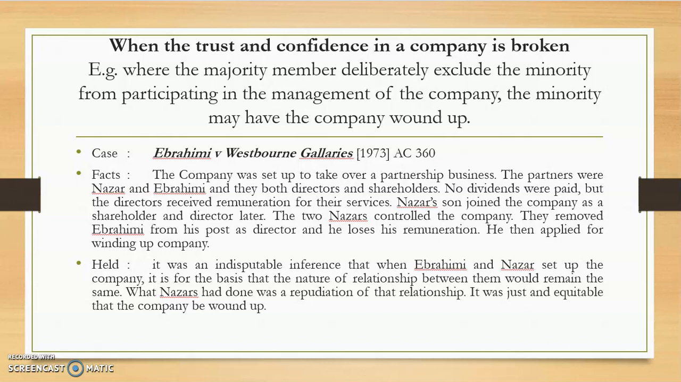Okay, the court held that it was an indisputable inference that when Ebrahimi and Nazar set up the company, it was on the basis of the nature of the relationship between them. They were just partners. It was meant to be just the two of them, and that would remain the same. What Nazar did by removing Ebrahimi was a repudiation of that particular relationship. So it was just and equitable that the company be wound up.